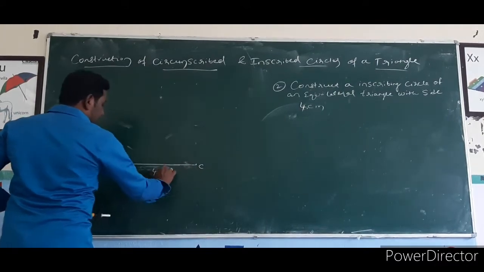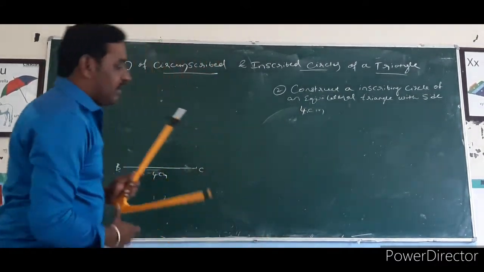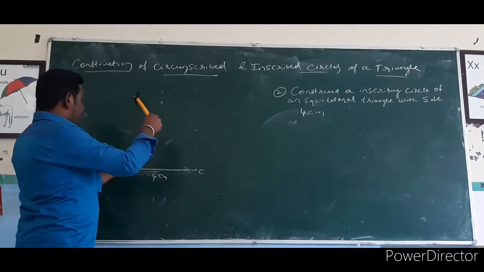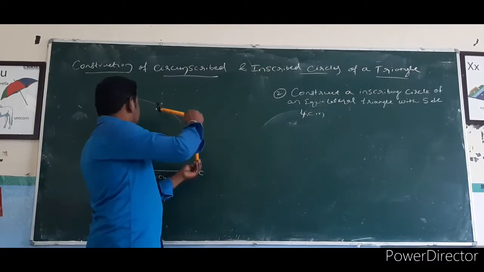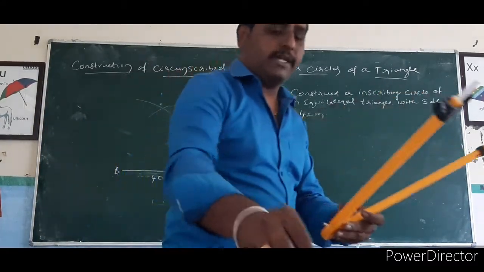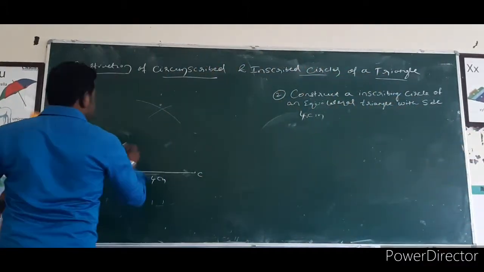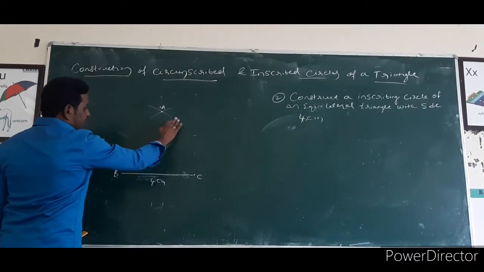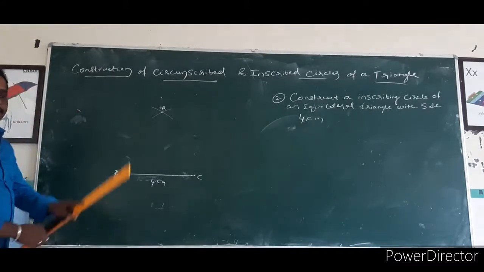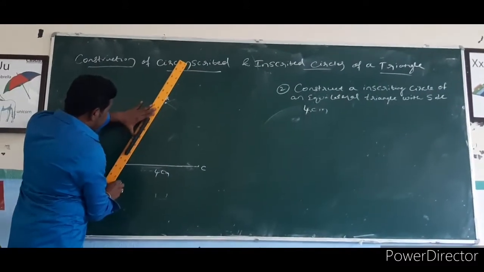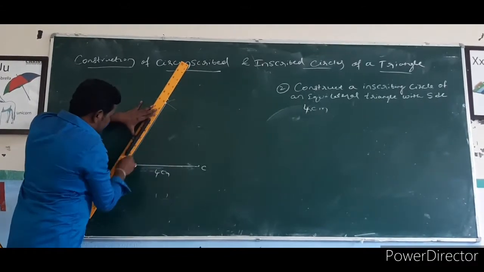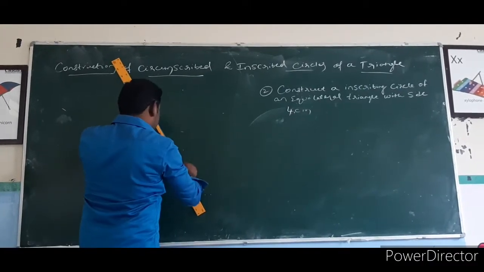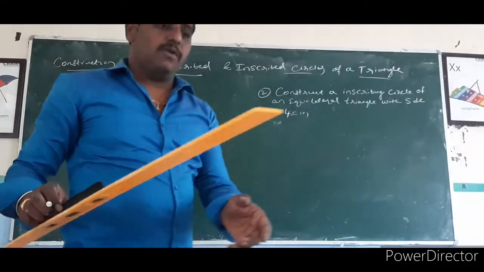This is C, this is 4 centimeters, because an equilateral triangle means all the sides are equal. Take B, the same 4 centimeters, and cut the arc. Now you will get one more point, that is A. If the arc is too large, you can rub it and make it shorter. Now you can join the lines AB and AC. Now the triangle is over.